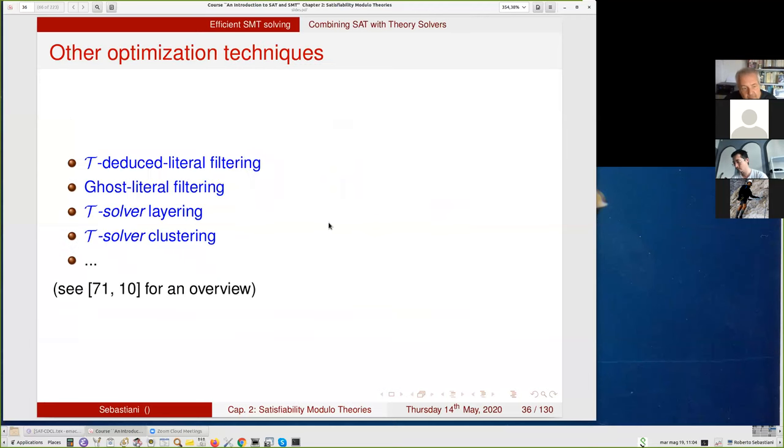Okay, there are other optimization techniques which I can spare you. If you are interested in writing an SMT solver efficiently, then you should read either my very long survey on SMT or our chapter on SMT in the Handbook of Satisfiability.